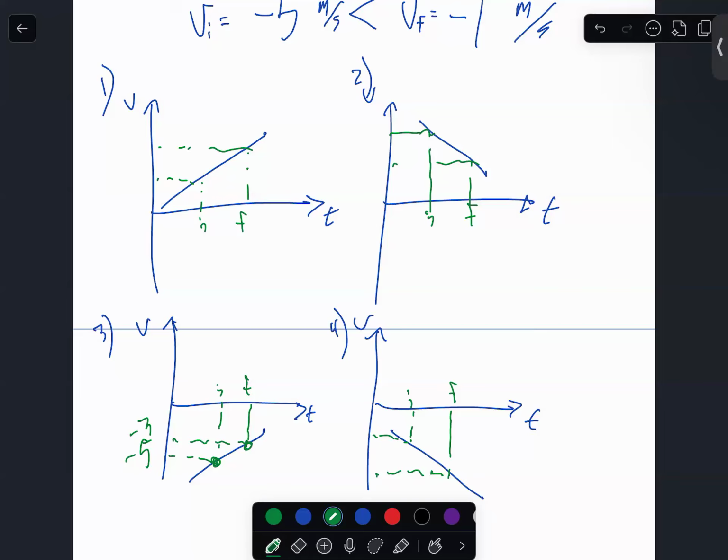In this case, yeah. Not this case. Here my speed is increasing and my velocity is increasing. Here my speed is decreasing and my velocity is increasing. Speed getting bigger, velocity getting bigger. Completely separate.